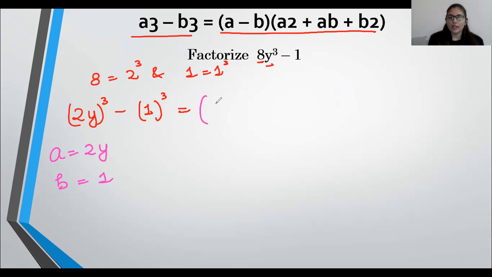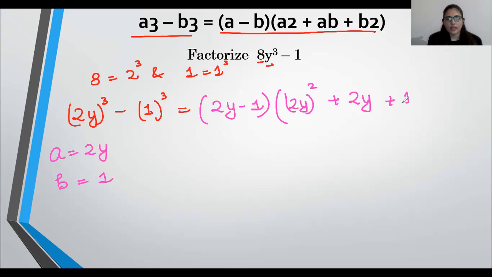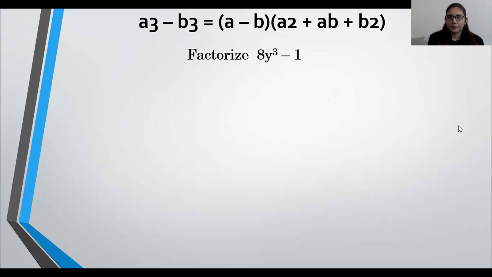So let's apply the identity. It is a minus b, which is 2y minus 1. Then a square, which is 2y whole square, plus a into b, which is 2y times 1, so 2y, then b square, which is 1. So this is the solution. You have easily factorized the polynomial by using the identity a cube minus b cube. All right, now let's move to the next identity.